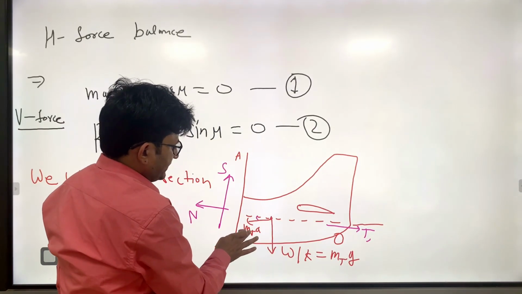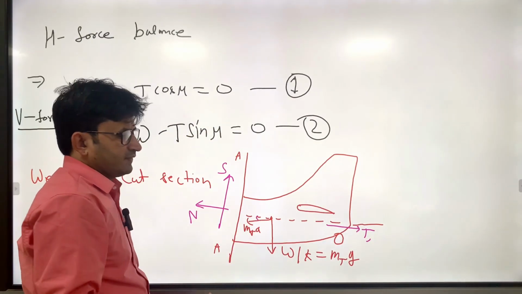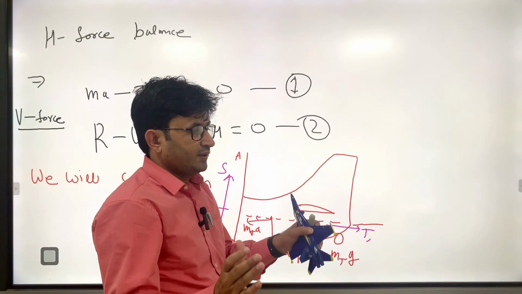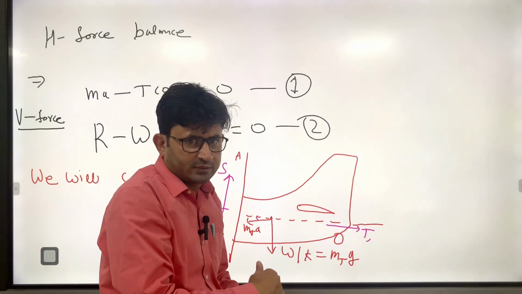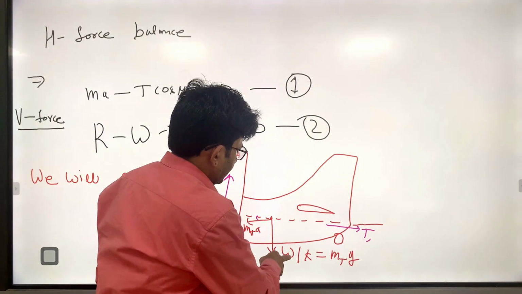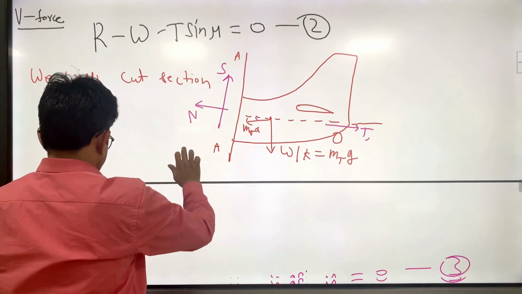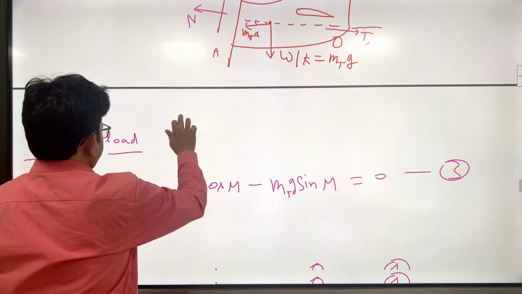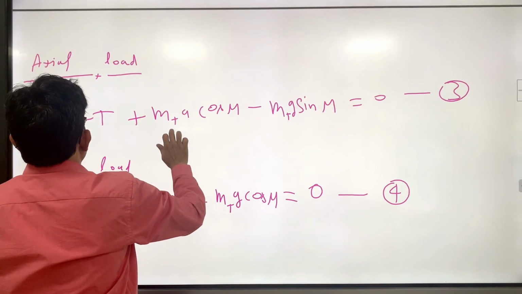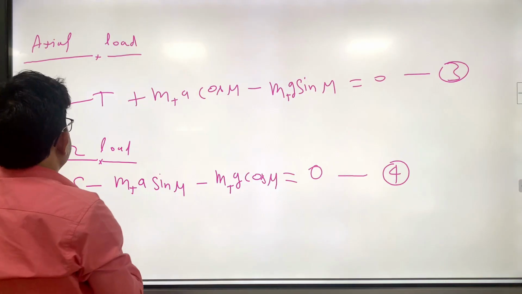So let's say Mt is the tail portion mass. Mt will have some 10 percentage of total aircraft weight, or 15%. That is why I have written W by K equal to M into G. Okay, some factor. Let's say I will give you the numerical value of this. So okay, now when you cut the section, you can take the axial load.